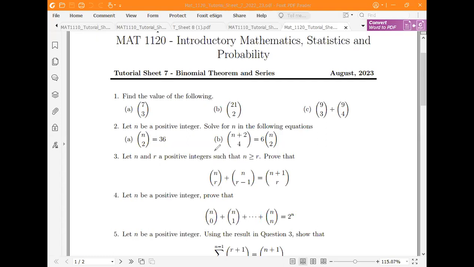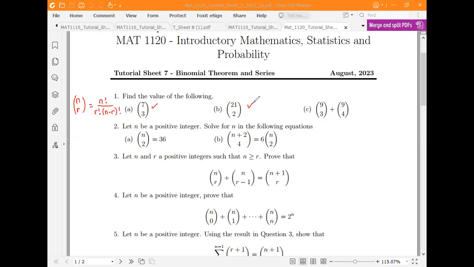So the first thing is we talk about question 1 first. Find the value of the following. To find these values for question 1, we use the definition of nCr. If I say this is n factorial divided by r factorial, n minus r factorial, you can use that to find this, find that.